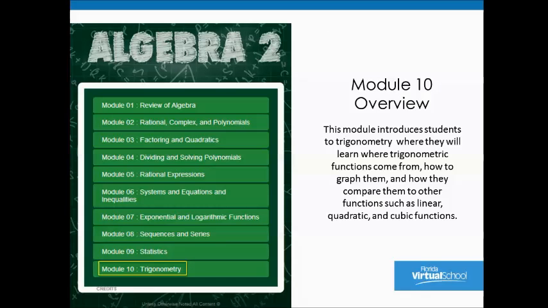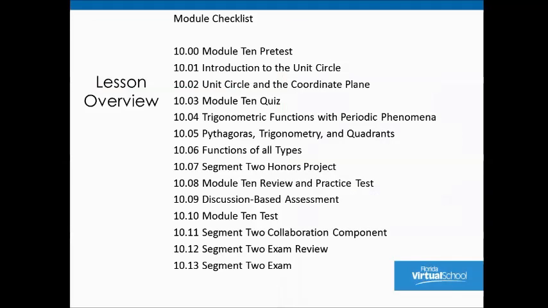And last but certainly not least, Module 10, Trigonometry. This module introduces students to trigonometry, where they will learn where trigonometric functions come from, how to graph them, how they compare them to other functions such as linear, quadratic, and cubic functions. The module checklist from 10.00 all the way to 10.13. This one is a little bit lengthy because it does include Segment 2 review and the Segment 2 exam.